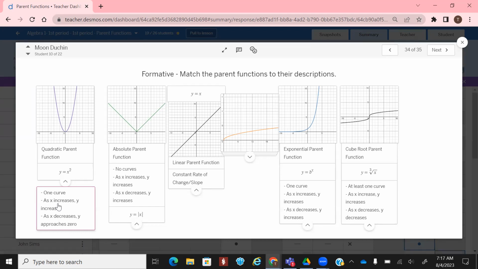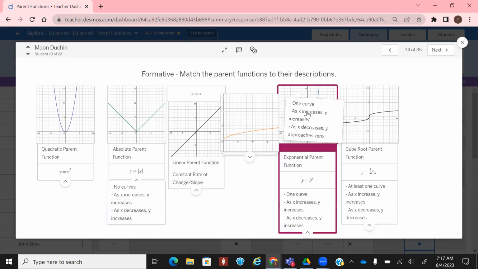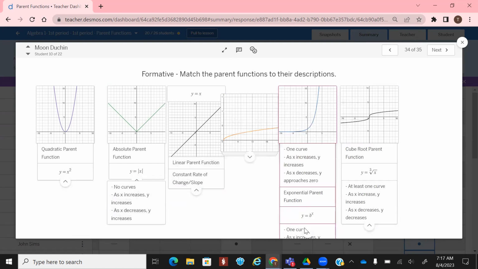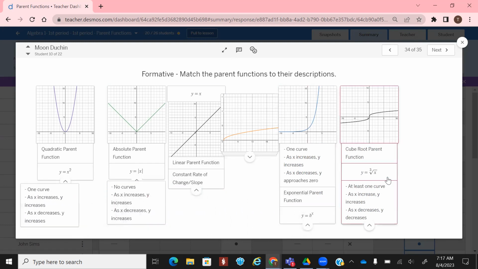As x decreases, y is approaching 0. Is it getting closer and closer to 0? No. Okay, which one of these is getting closer and closer to 0 on the left-hand side? Exponential. Okay, so we're going to take this one, and we're going to move it over to exponential. And looking at this one, this is all correct. I'm going to go ahead and fold that. Questions on that so far?